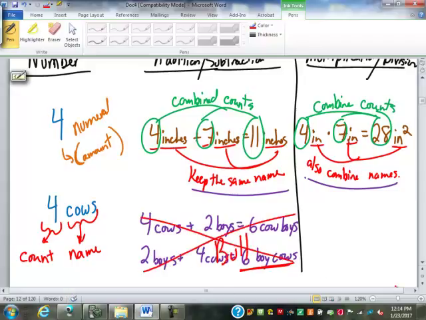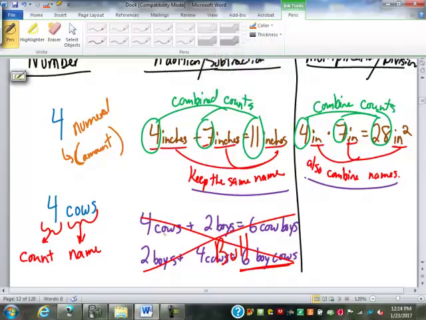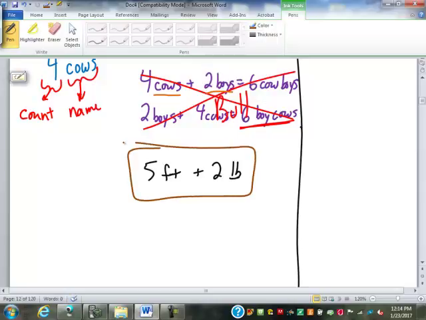Okay, I know, a long way to go for a joke, but there's a point behind it. The point is here I cannot add cows and boys because when I add numbers, I'm going to keep the same name. That implies that I have to start with the same name. So on a little bit more of a practical note, if I wanted to add 5 feet plus 2 pounds, what I'm going to get is simply 5 feet and 2 pounds. Because those don't have the same name, I cannot combine those with addition and subtraction.